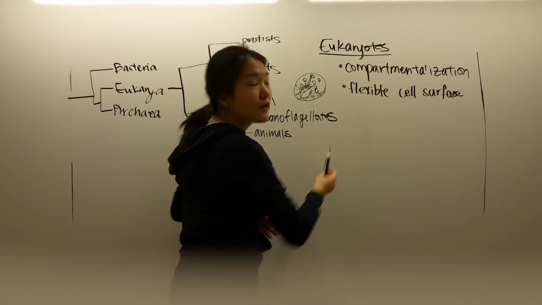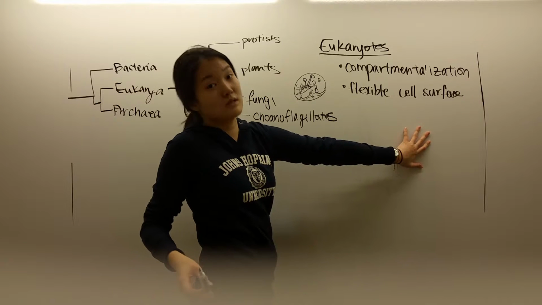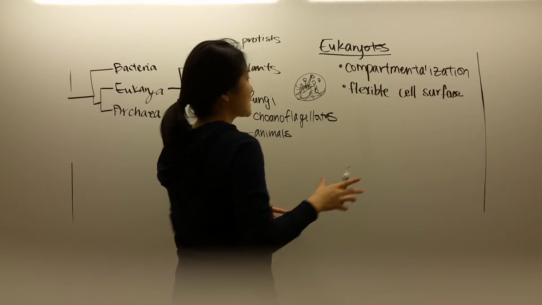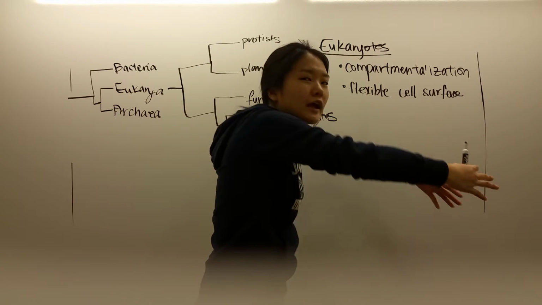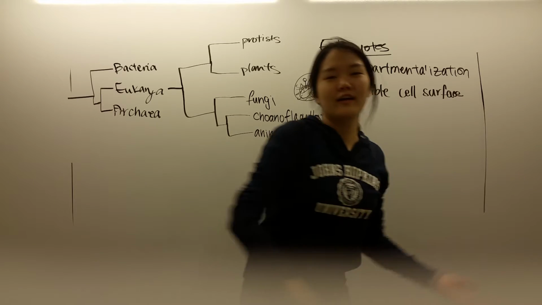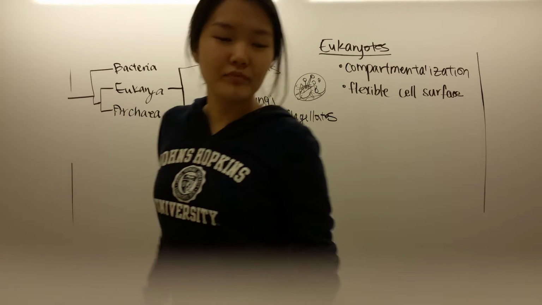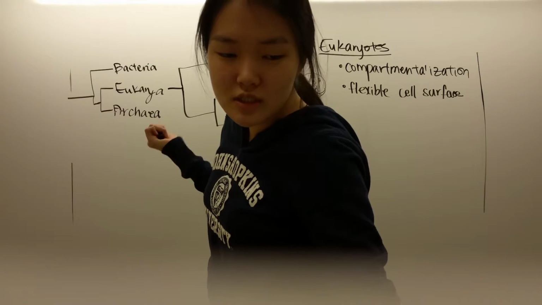And then also if you have a flexible cell surface, you need to be able to use that flexibility, and so the complex cytoskeleton can help the organism flow along, like a pseudopod type thing. And then you also have a nuclear envelope, which I pretty much discussed.